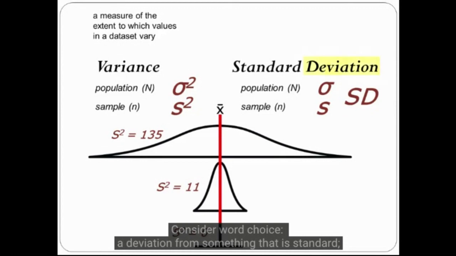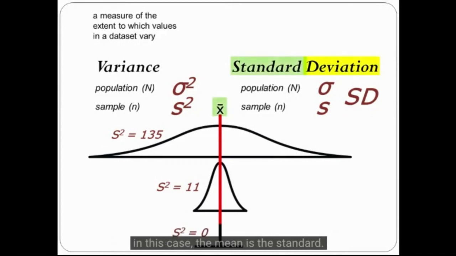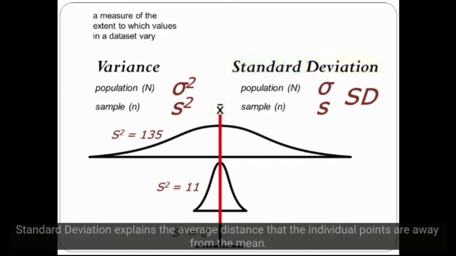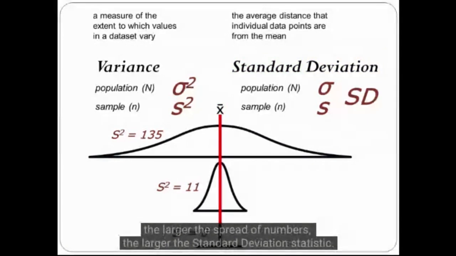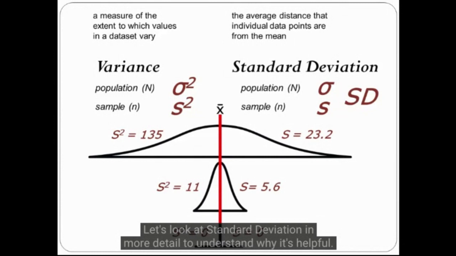Consider word choice, a deviation from something that is standard. In this case, the mean is the standard. Standard deviation explains the average distance that individual points are away from the mean. Not surprisingly, as standard deviation is the square root of variance, the larger the spread of numbers, the larger the standard deviation statistic. Let's look at standard deviation in more detail to understand why it's helpful.